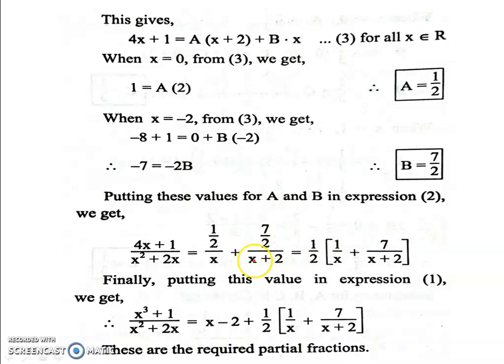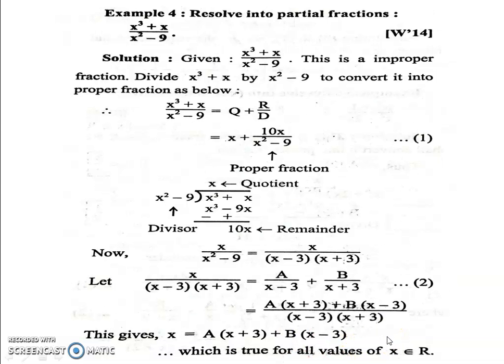So we have to put the values of these expressions in equation 1. We have to derive x cube plus 1 upon x square plus 2x equal to x minus 2 plus 1 upon, in bracket, 1 upon x plus 7 upon x plus 2. This is the required partial fraction. Now again resolve into partial fractions.